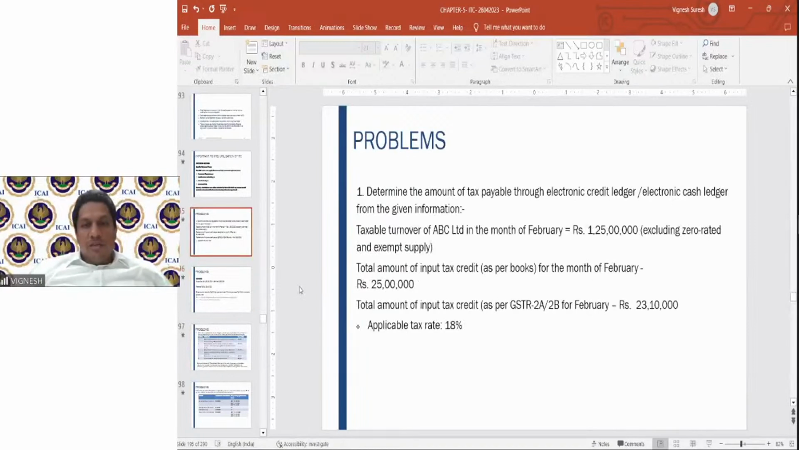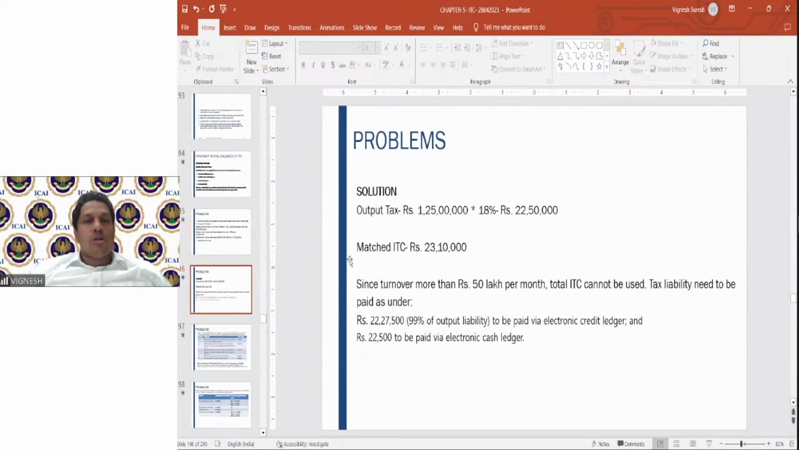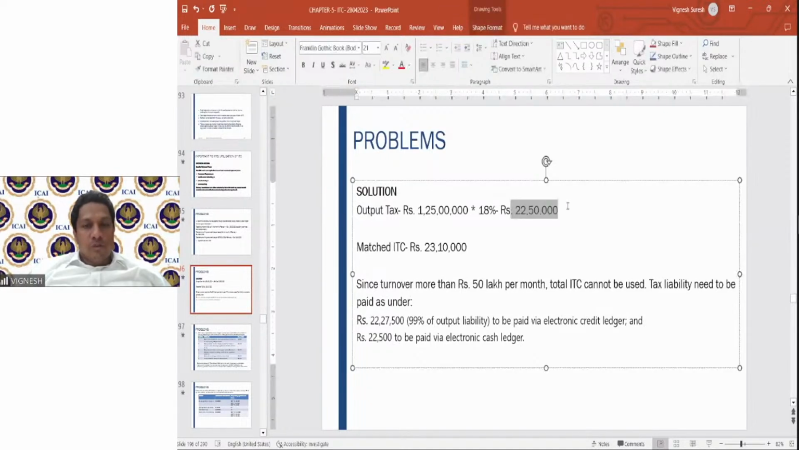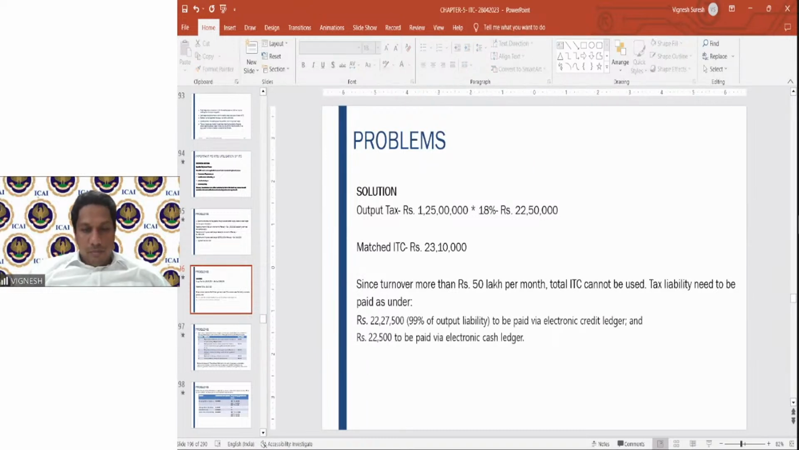Now you have to see what the turnover is. Turnover is more than 50 lakh, so total ITC cannot be used. So how do you have to work it out? 99% of the output tax liability. The output tax liability is 22 lakh 50,000, so 22 lakh 50,000 into 99%. This you can use as credit. Okay. 1% of this, 22,500, you have to pay via the cash ledger. You have to pay via the cash ledger. Okay.